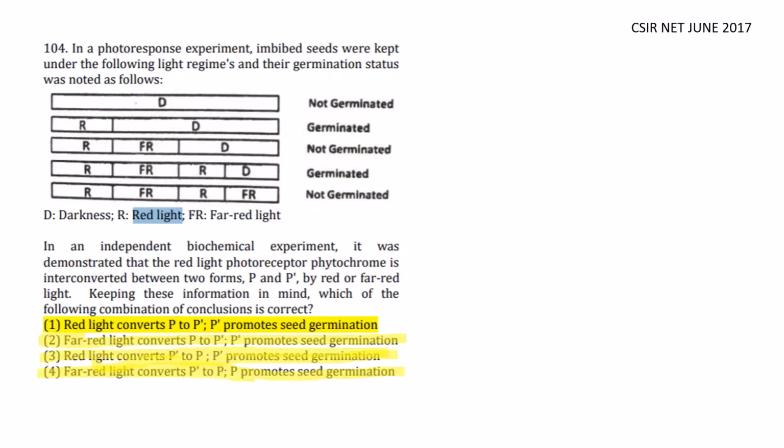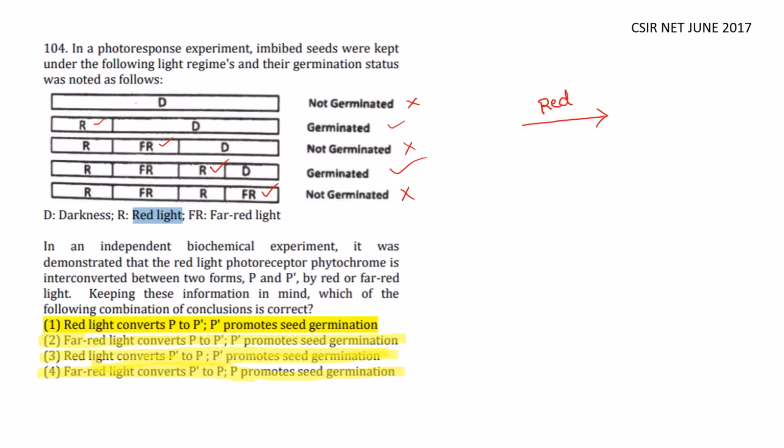So, here in darkness, no seed germination. And red light is given in between darkness and you can see germination. And here far red light is given after the red light, then there is no seed germination. And after the far red light is given, so there is seed germination. After the red light, far red light is given, and here there is no seed germination. So we can say that red light is promoting seed germination.